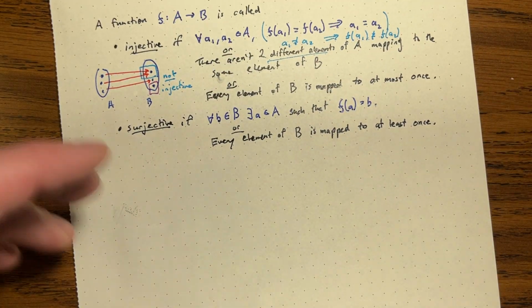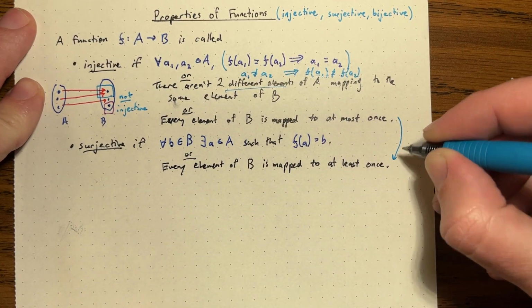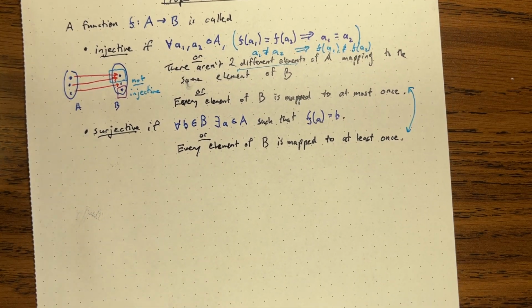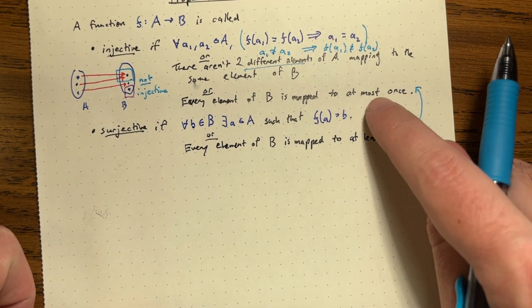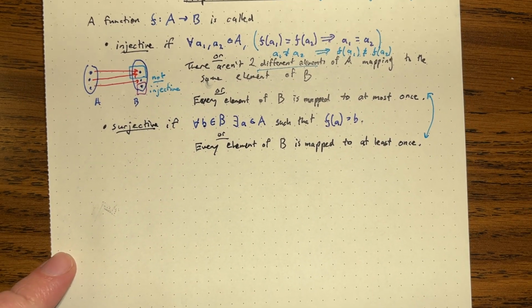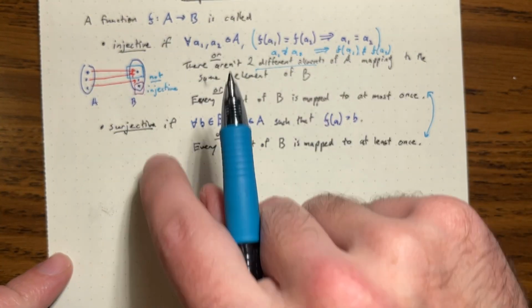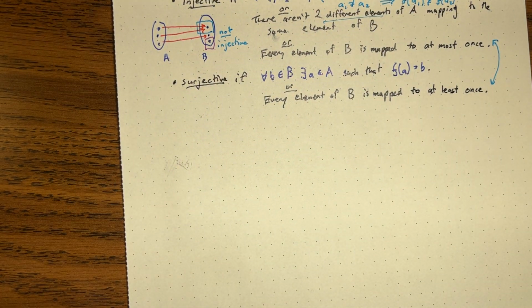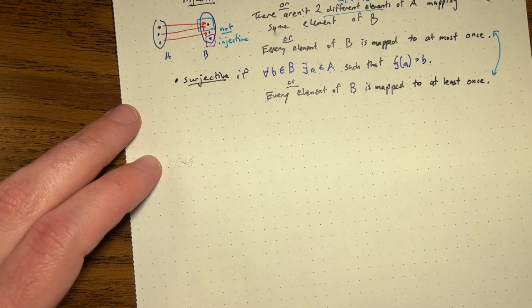So just notice this is what I mean by they're sort of two sides of the same coin. Okay, you literally change one word. So you change "at most once" to "at least once," and you go from injective to surjective. They are rather different concepts, though.